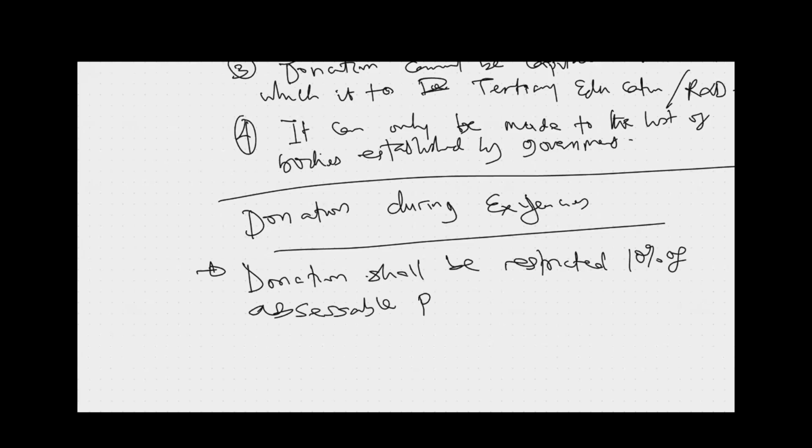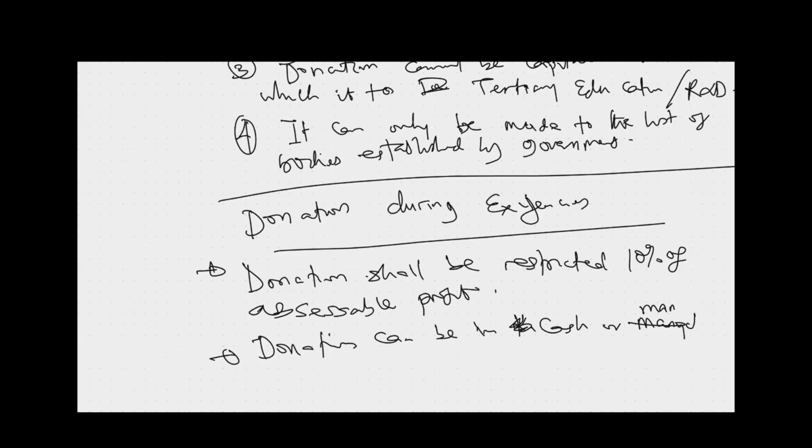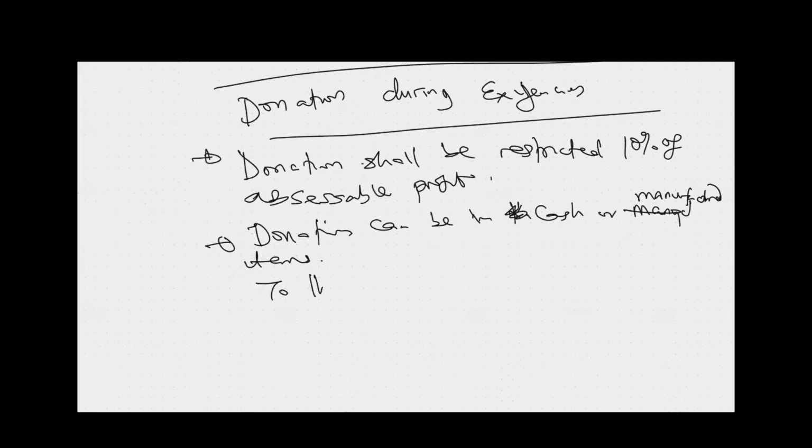Two, donation can be in kind, or can be in cash, or manufactured item. So the company can manufacture an item and donate to the government, or the company can give cash donation to the government. Now, when I say to the government, I mean to the fund established by the federal government.